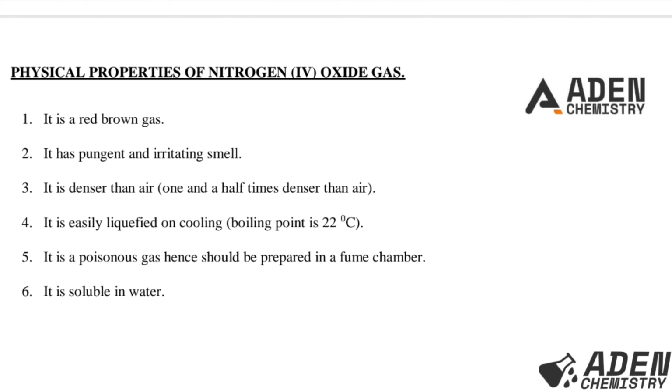Number 5, it is a poisonous gas, hence should be prepared in a fume chamber or cupboard. Lastly, number 6, it is soluble in water, and the solubility of nitrogen peroxide can be illustrated by the use of the inverted filter funnel, which we are going to discuss in the ammonia section.